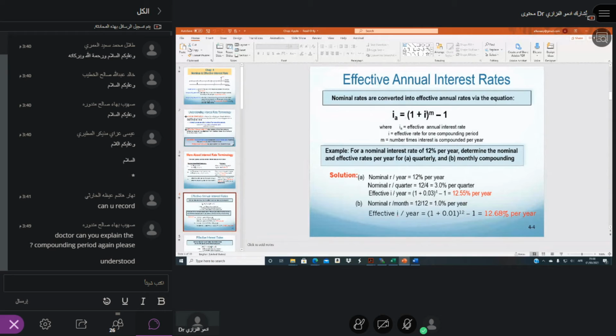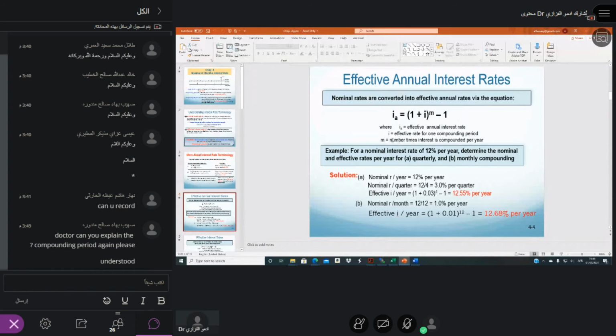So this is a formula that you can use to convert a nominal interest rate into an effective annual rate. If you are given a nominal interest rate and a period of time, you can use this equation to calculate the effective annual interest rate. So this IA in this formula is the effective annual interest rate, and I is the effective rate for one compounding period. So if they give you a compounding period, for one compounding period, you take it as I. Then we will look at an example shortly.